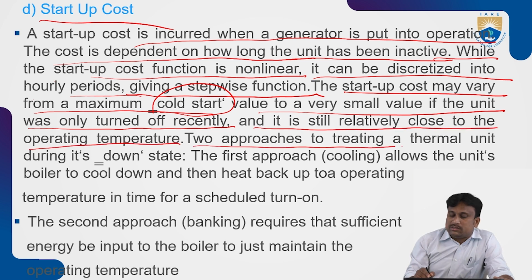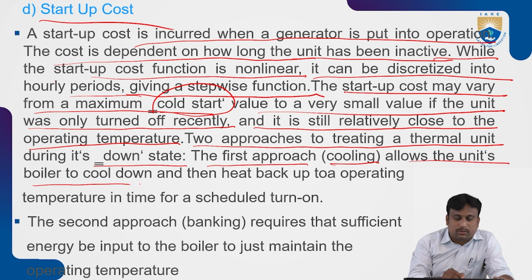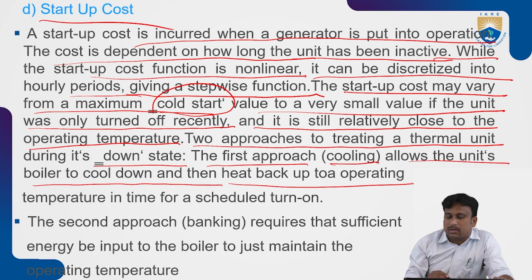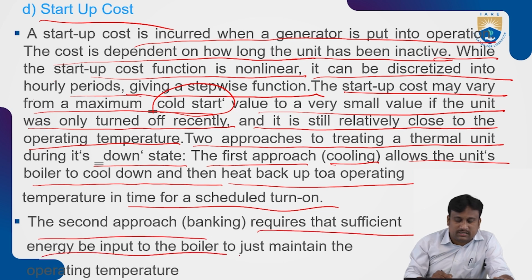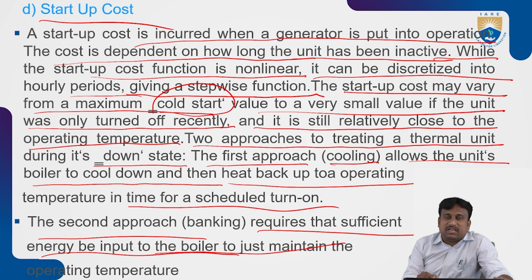So, there are two approaches to treating a thermal unit during its downtime. The first approach is cooling, which allows the unit's boiler to cool down and then heat back to the operating temperature in time for the scheduling case, when it will be turned on. The second approach requires that sufficient energy be input to the boiler to just maintain its temperature.